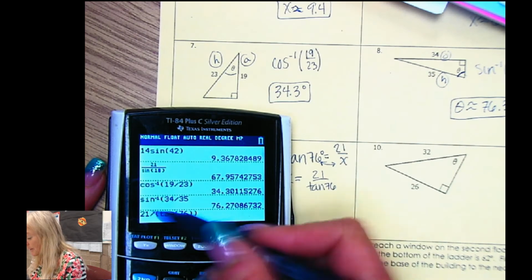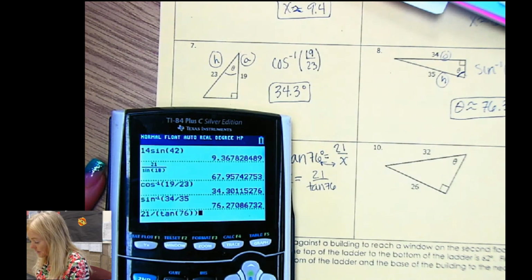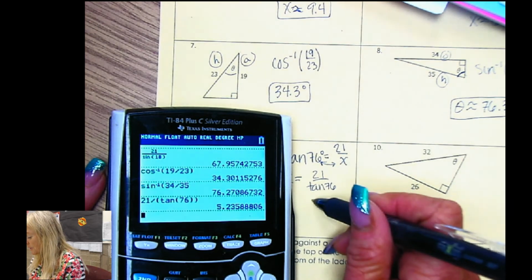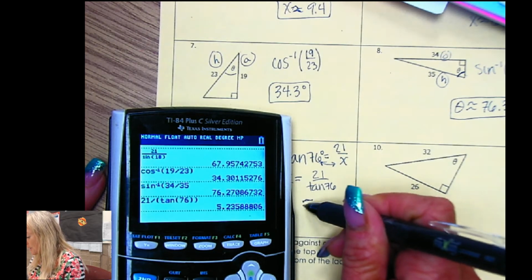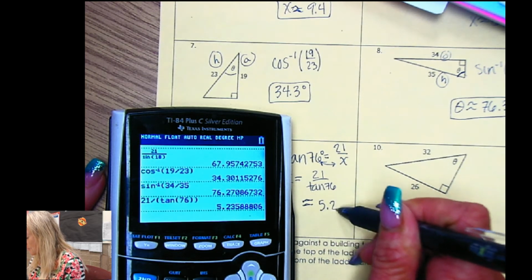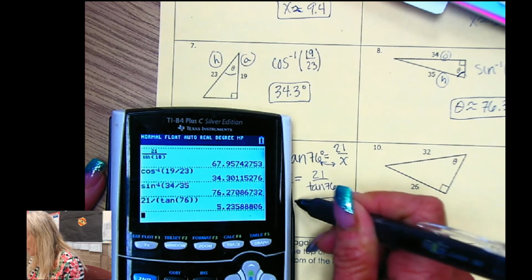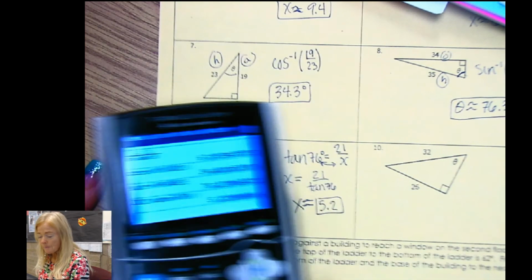When you divide, you just keep that whole thing in the denominator, which you shouldn't have to, but I would always, just to make sure that I get it right. So 5.2 is going to be your x, approximately 5.2.